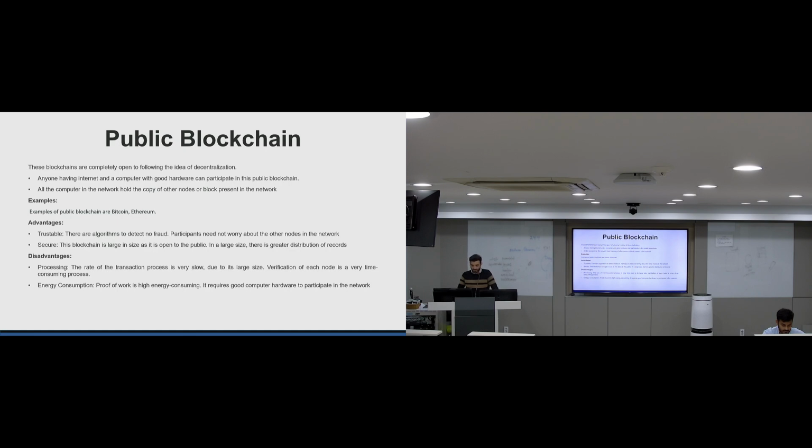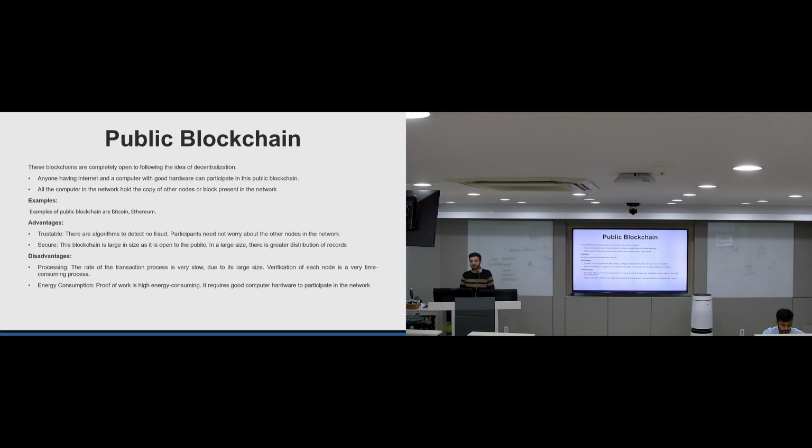Disadvantages of public blockchain: the rate of processing is very slow due to its large size. Verification of each node takes a lot of time. Energy consumption: proof of work is high energy consuming. It requires good computer hardware to participate in the network.